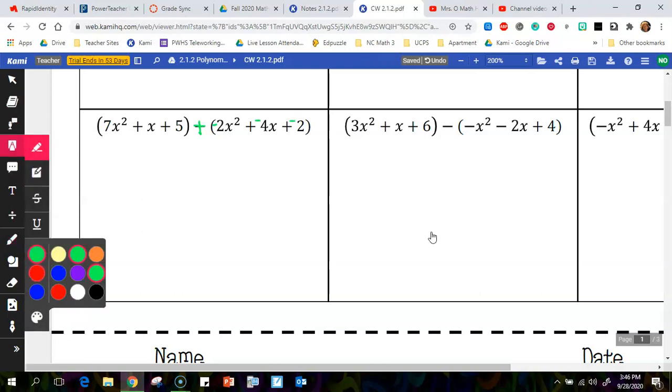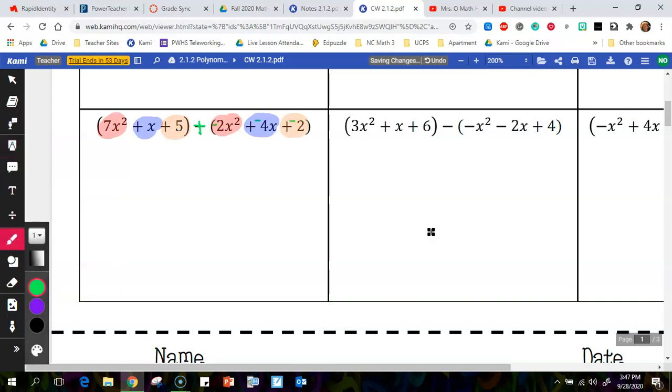So then I will highlight here my x squared terms. That is a -2x squared. My x terms, and that is a -4x there. And let's do, oh, I already did red. Let's do orange. And then our constants. Okay, and then we'll combine those.